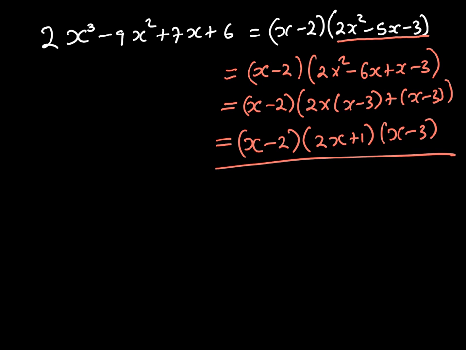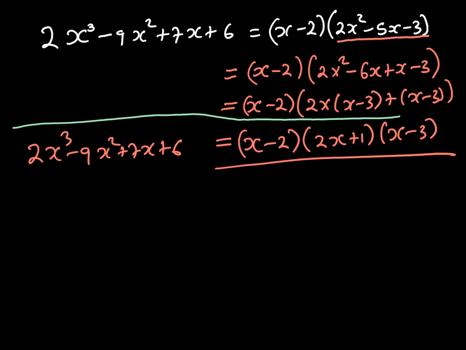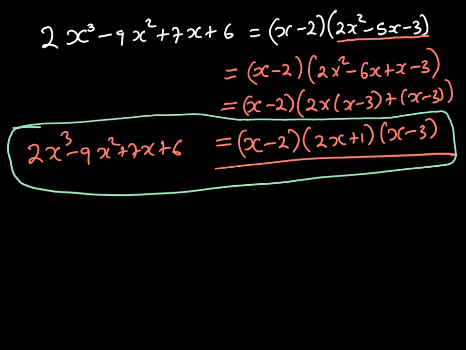Okay, that's now the polynomial 2x cubed minus 9x squared plus 7x plus 6, fully factorized using the factor theorem. We have done it, ladies and gentlemen. We have used the factor theorem to factorize our polynomial. It is now fully factorized. Okay, maybe just one more example.